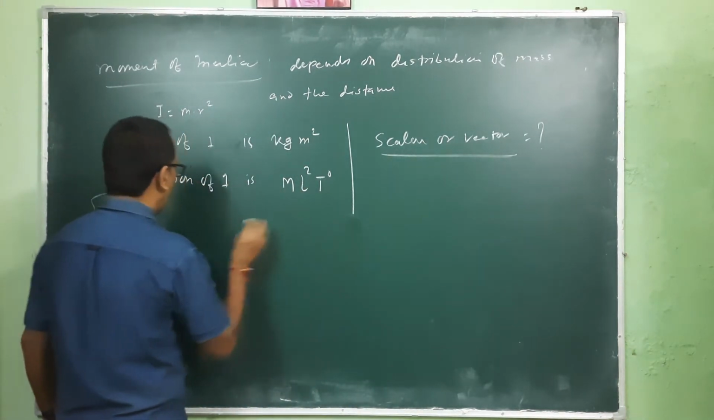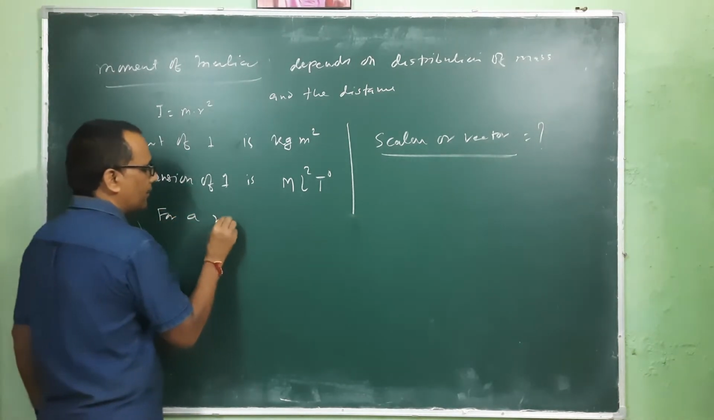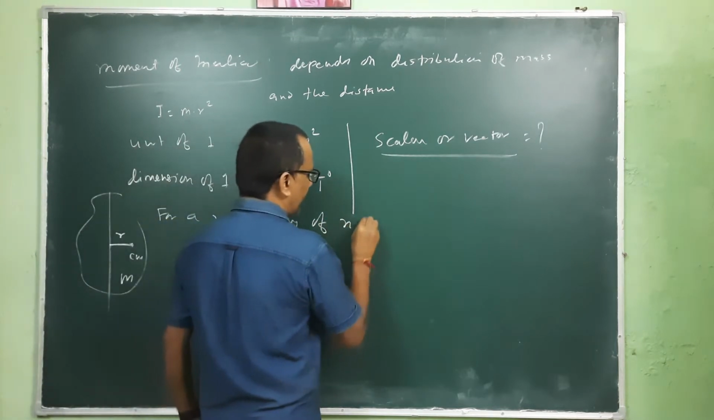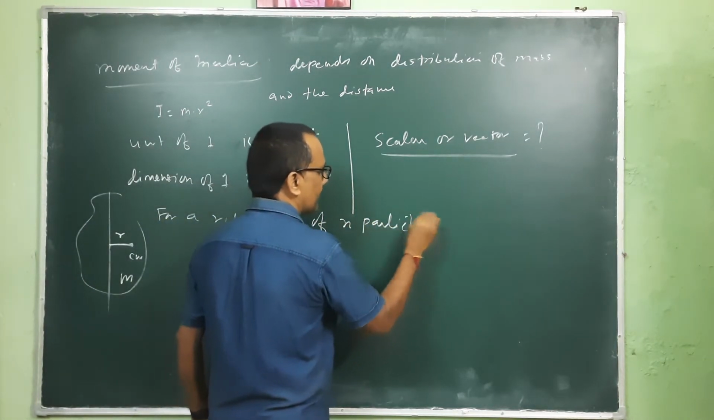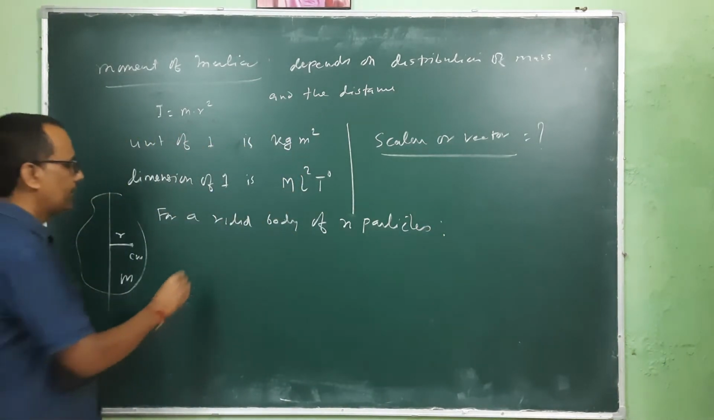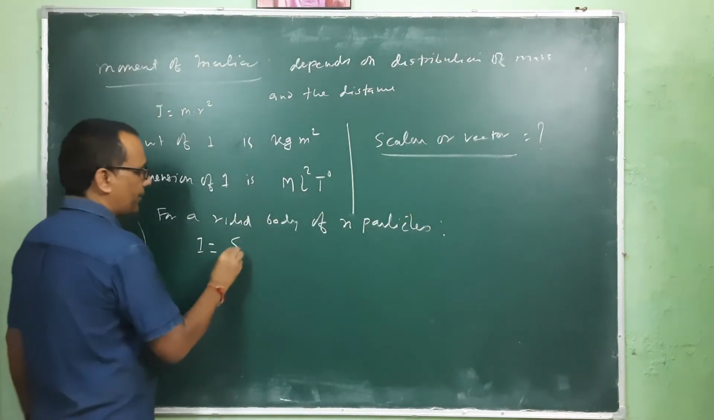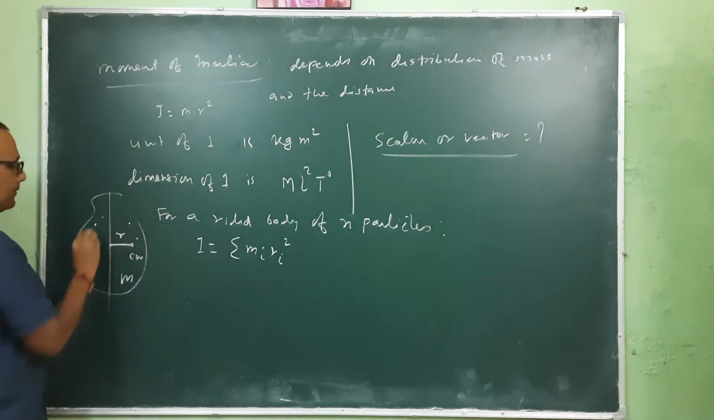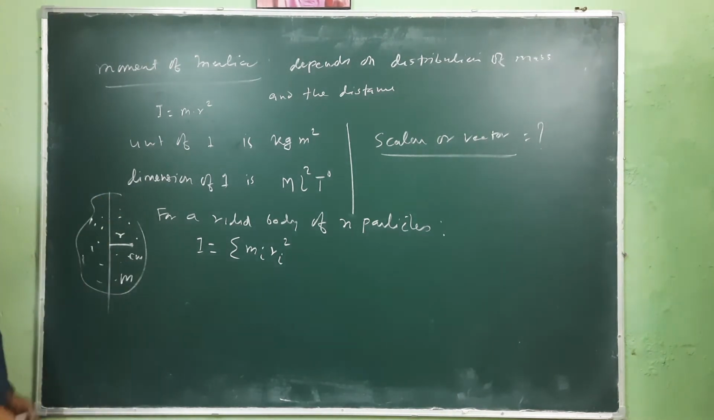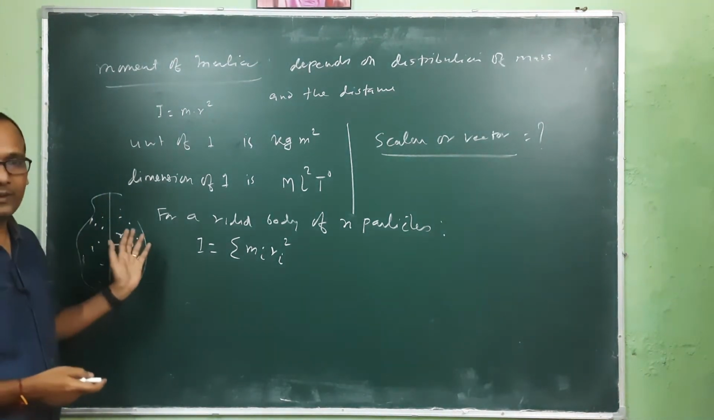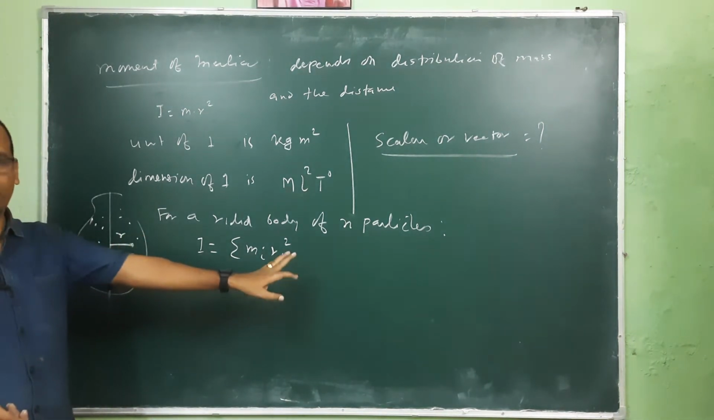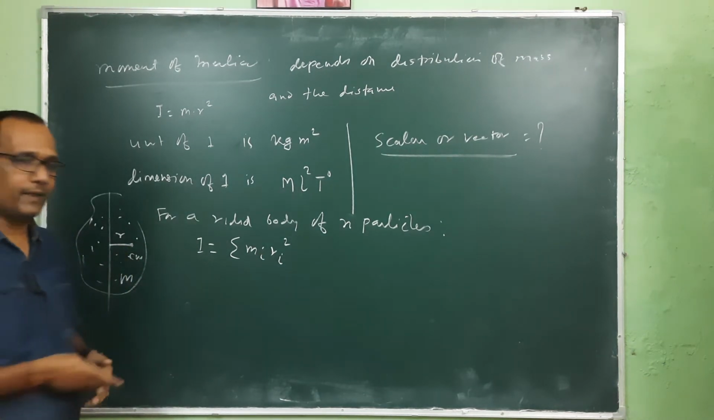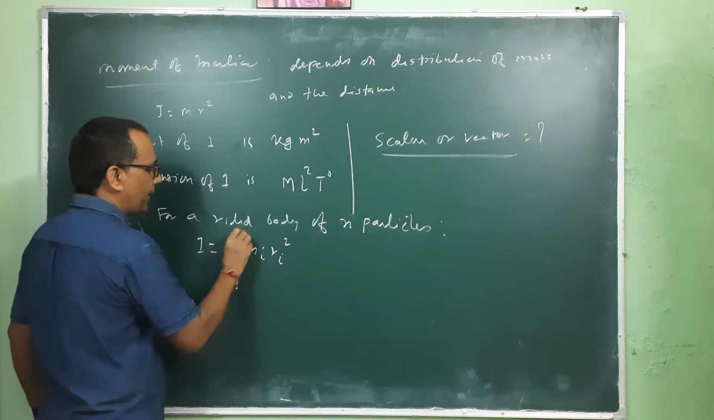And for a body, a rigid body of n particles, we will use the summation. So I is equivalent to the summation of Mi ri square, where Mi are the different masses of the particles. So this is M1, M2, M3, and the positions are r1, r2, r3. So the moment of inertia is the sum of the moment of inertia of all individual particles. So I is the sum from 1 to n.